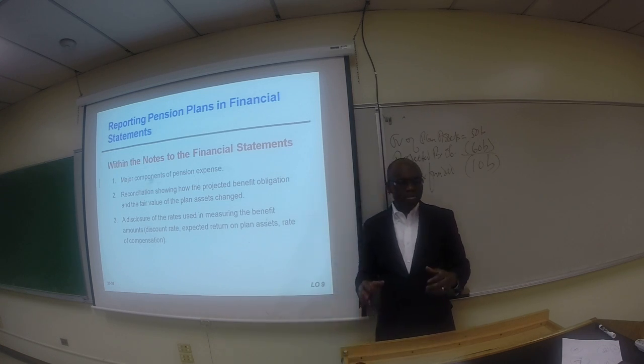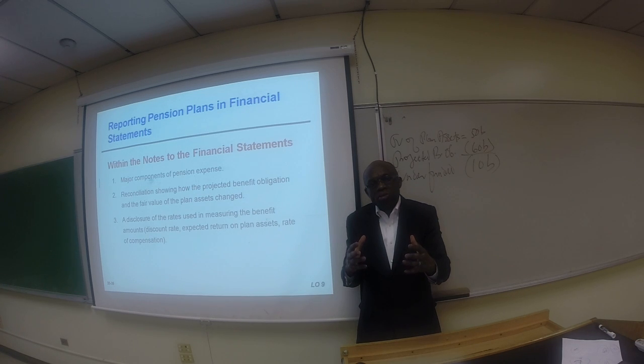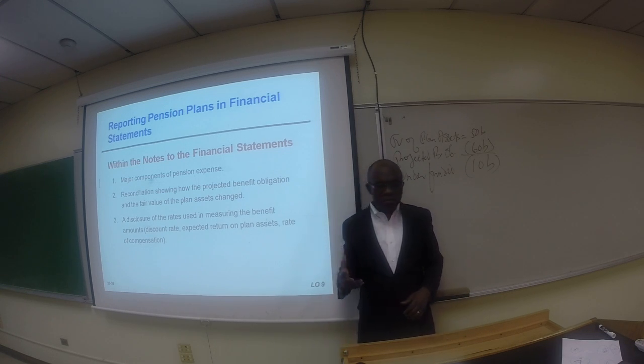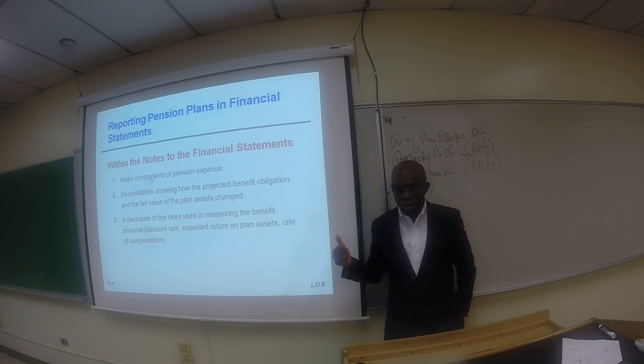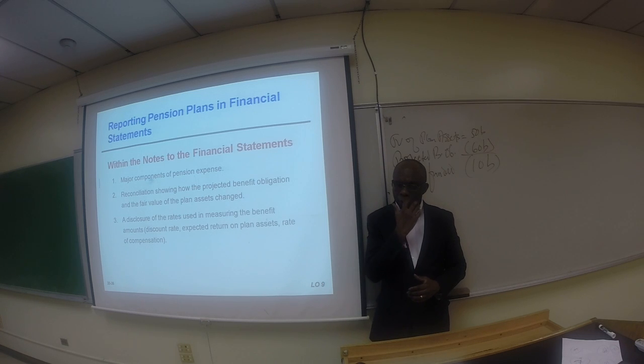So part of reporting, as you know, is that we have to have disclosures. There are certain line items on the financial statements that must be disclosed. One of them, obviously, is pension. So here are eight different things that we have to take into account in the notes to the financial statements. Number one, major components of pension expense. Number two, a reconciliation showing how the projected benefit obligation and the fair value of the plan assets change.